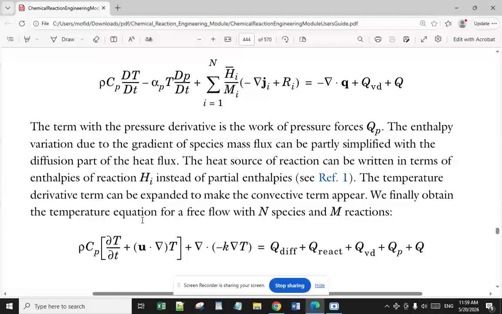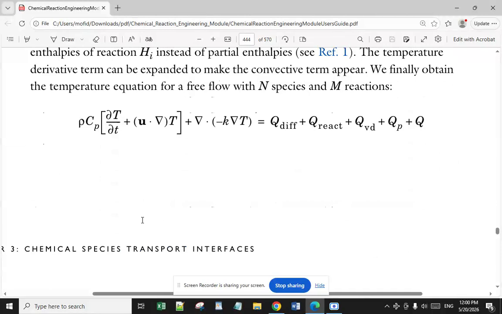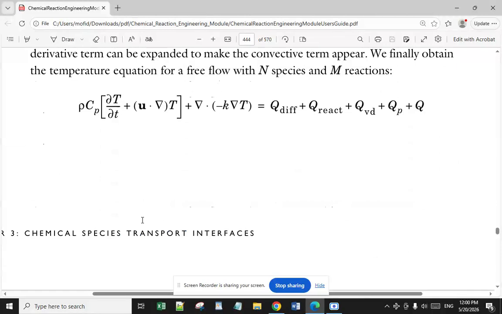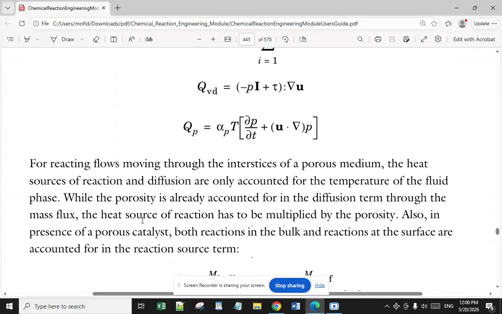The enthalpy variation due to the gradient of a species mass flux can be partially simplified with the diffusion part of the heat flux. The heat source of reaction can be written in terms of enthalpies of reaction H_i instead of partial enthalpies based on the reference one. The temperature derivative term can be expanded to make the convective term appear. We finally obtain the temperature equation for a free fluid with n species and m reactions as follows.